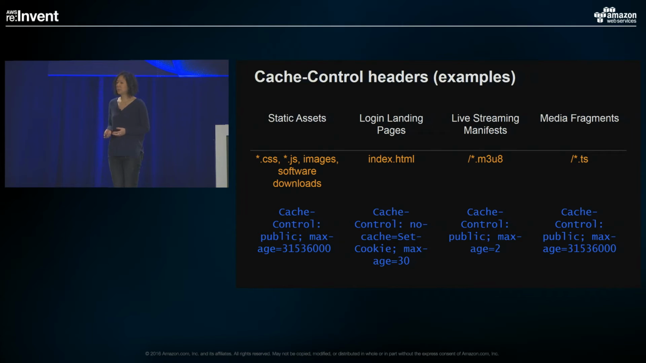And so here are a couple of examples of what you could set Cache-Control headers to. If you have static assets or media fragments that don't change very often, you can set it to a very long period of time, or in this case, 1 year. If you have live streaming manifests, we're going to talk about dynamic content in just a second, but you can cache it, and you can set that cache period to be something very low, from 0, 2 seconds, et cetera. And lastly, when you're thinking about login landing pages, you can still cache those assets, and in this case, what we've done is we've said, if you have a cookie set such that you have some user information or a session ID, don't cache it, but otherwise cache it for 30 seconds.